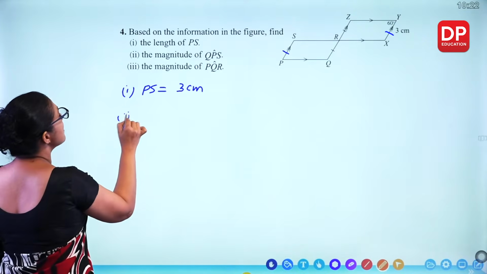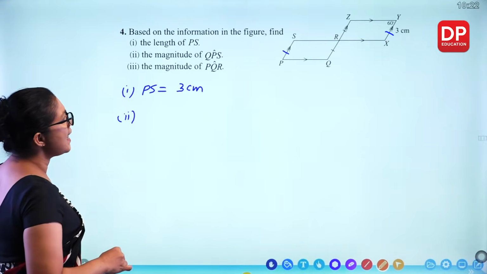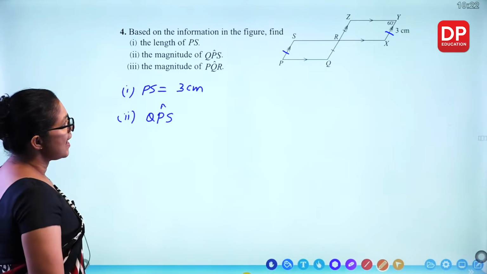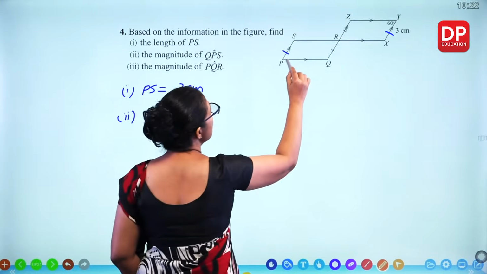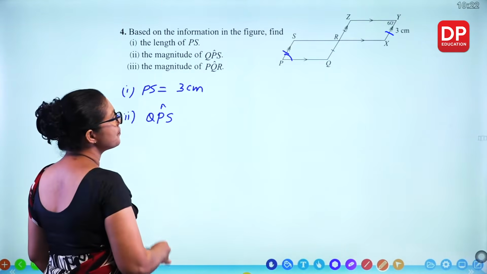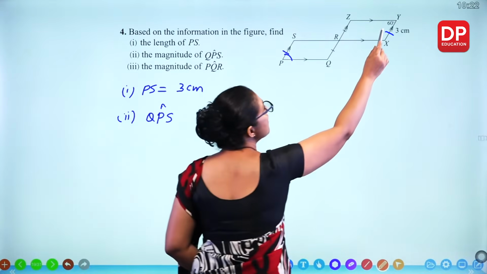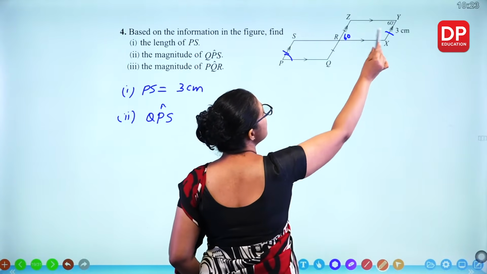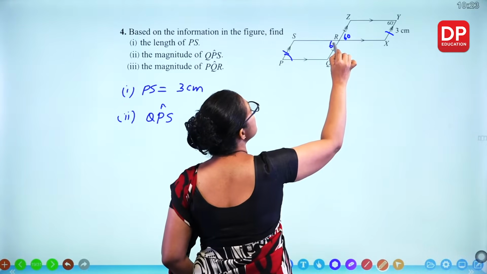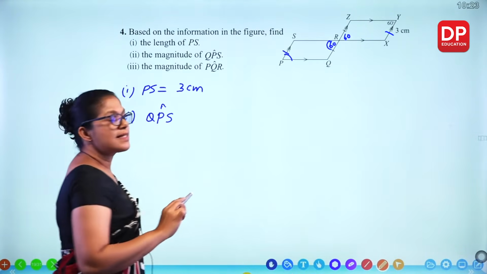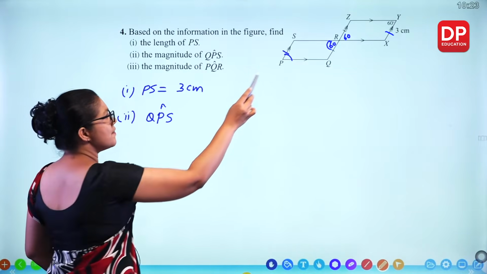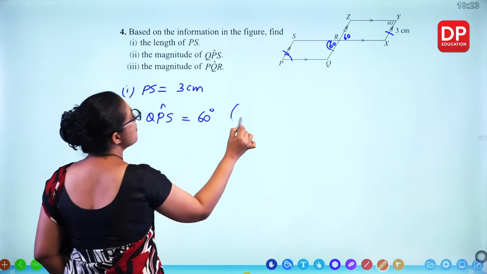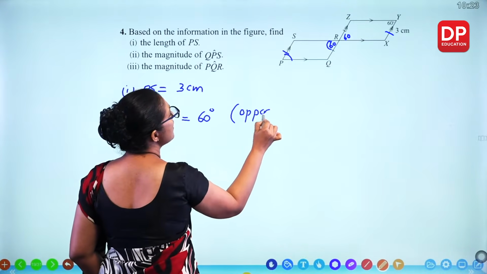Second one, the magnitude of QPS. Where's the angle? QPS is this angle. I can write this is 60 because opposite angles are equal in this parallelogram. This is 60, this is also 60. Opposite angles are equal. If this is 60, this is also 60 degrees.